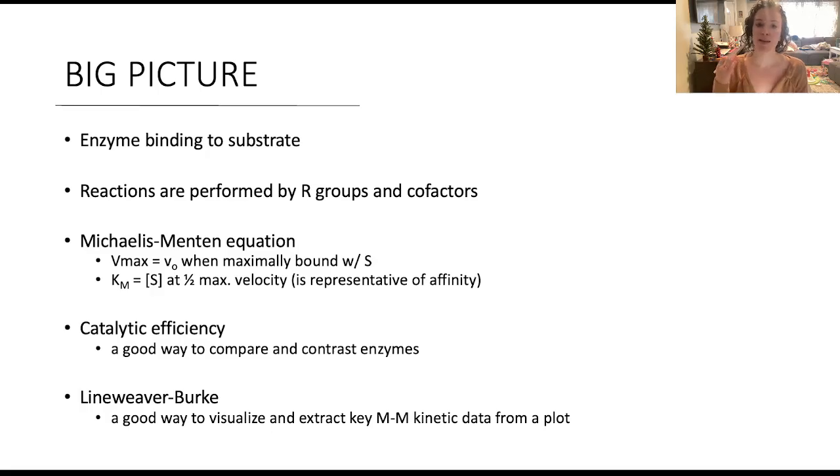We talked about enzymes binding to substrate. We talked about how reactions can be performed by the protein and or by cofactors. We got into Michaelis-Menten kinetics, and we learned some new vocabulary. Particularly, we learned that catalytic efficiency is the best way to compare two enzymes to each other. And finally, we discussed Lineweaver-Burke plots because they're a really good way to look at data and to determine Km and Vmax.